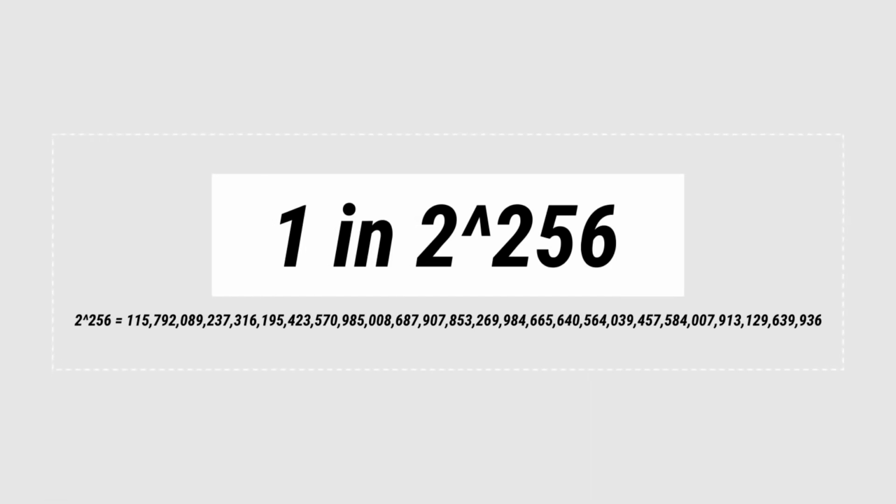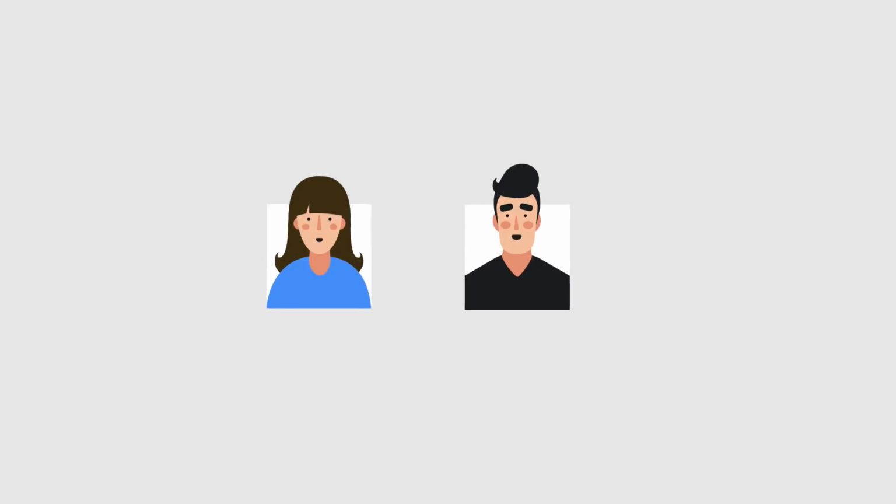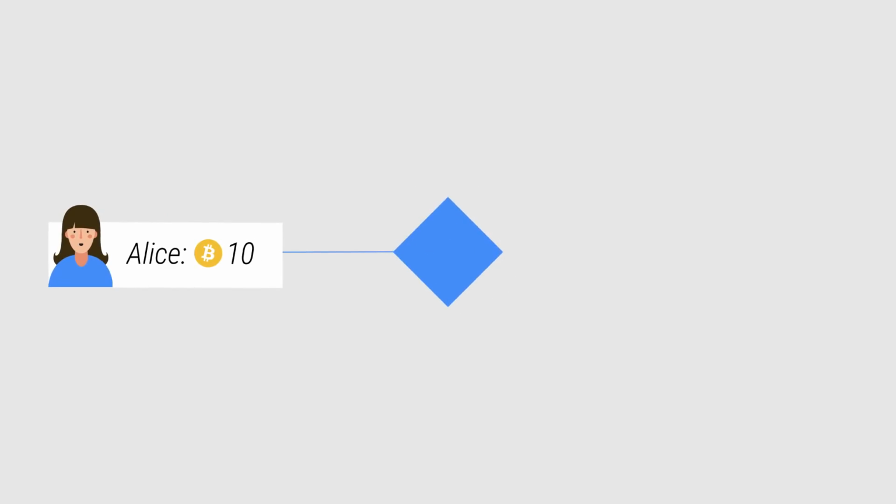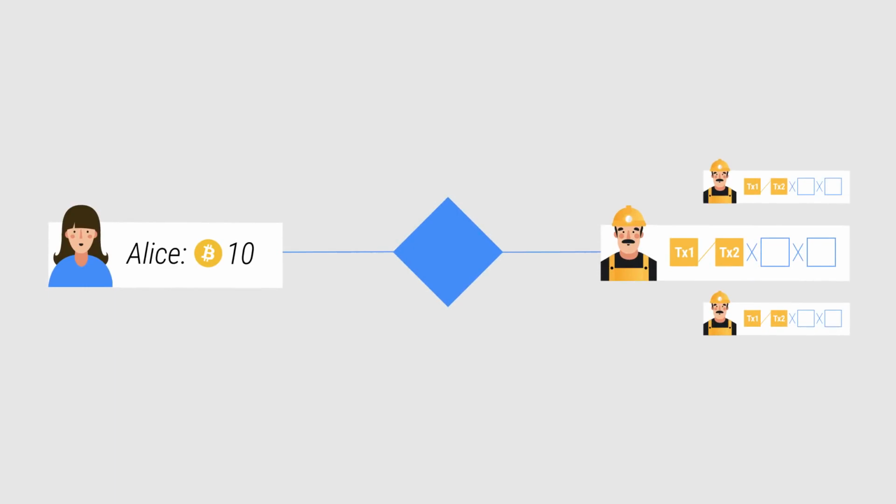Now that we know what the algorithm does, let's demonstrate how a blockchain works with a simple example of a transaction. Here we have Alice and Bob along with their Bitcoin balance. Let's say Alice owes Bob 2 Bitcoin. For Alice to send Bob those 2 Bitcoin, Alice broadcasts a message with the transaction that she wants to make to all the miners in the network.